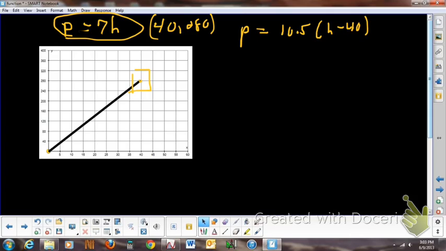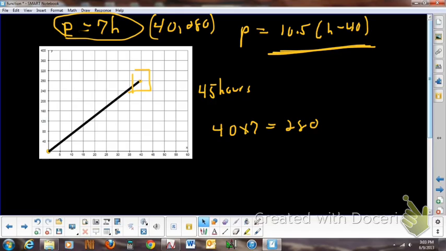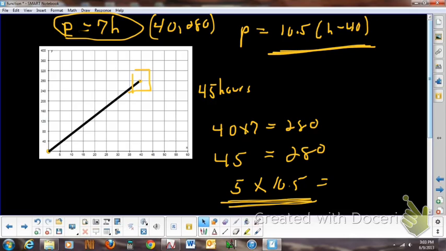Now, let's go back to our scenario here. If we work 45 hours, 40 times 7 of that, we're going to make $280. So we're making $280 at that point. Now, let's go back to this situation of time and a half. After 40 hours, so at 45 hours, I've made the $280, and then I've gone 5 hours times the 10.5. So that's the number of hours that I'm actually getting time and a half for. So to finish off my equation, I've got to go plus 280, because that's where I start. I've made the 280 at 40 hours. Now I say I've worked 5 more hours.